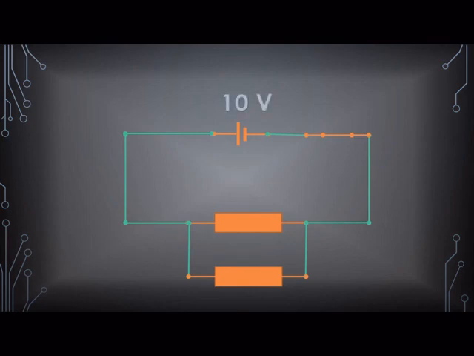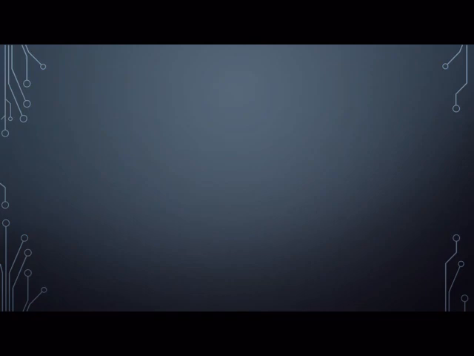But as the current does not have to pass through any other resistor, it transfers its entire voltage to each of the resistors. Hence, potential or voltage stays the same in parallel circuit. Combined resistance in parallel circuit is given by the equation 1 by R equals 1 by R1 plus 1 by R2, and so on and so forth depending upon the number of resistors connected.